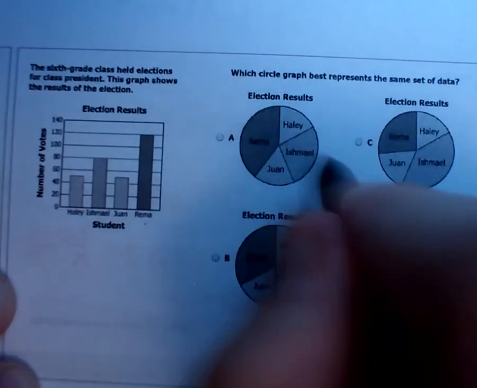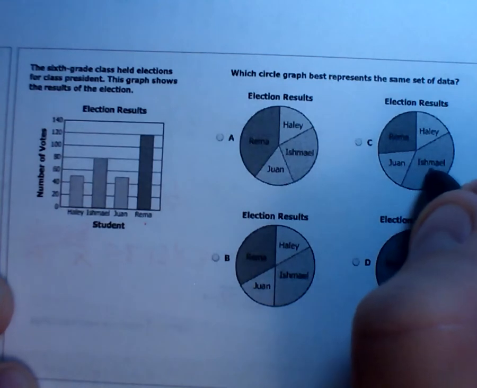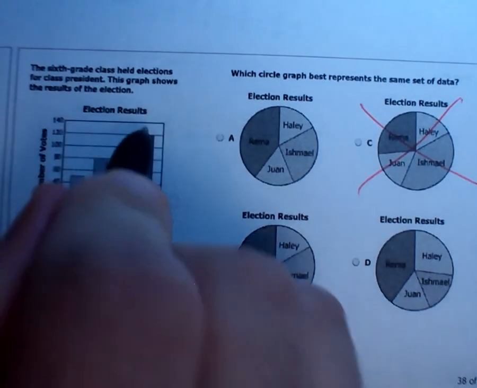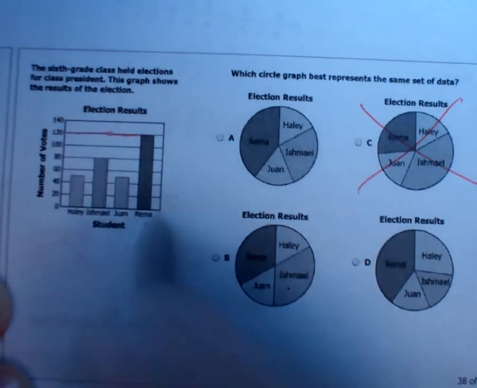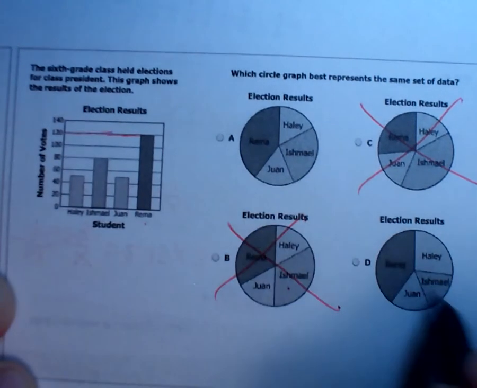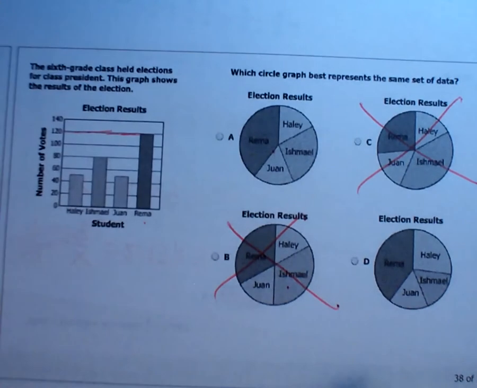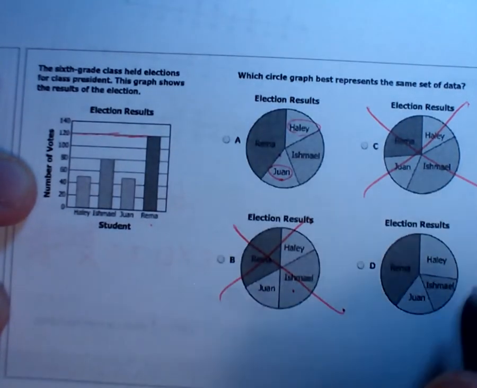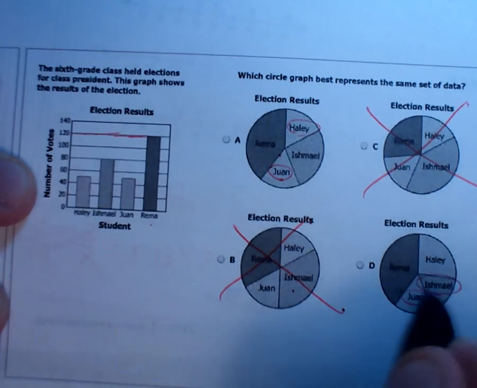Well, this has Rima winning. Cool. This one has Ishmael winning. Can't be. This one has Rima and Ishmael tied. No, Rima is not tied with anybody, so that's no good. Right here and here have Rima winning. Now this one shows Juan and Haley at about the same. This one shows Juan and Ishmael about the same.